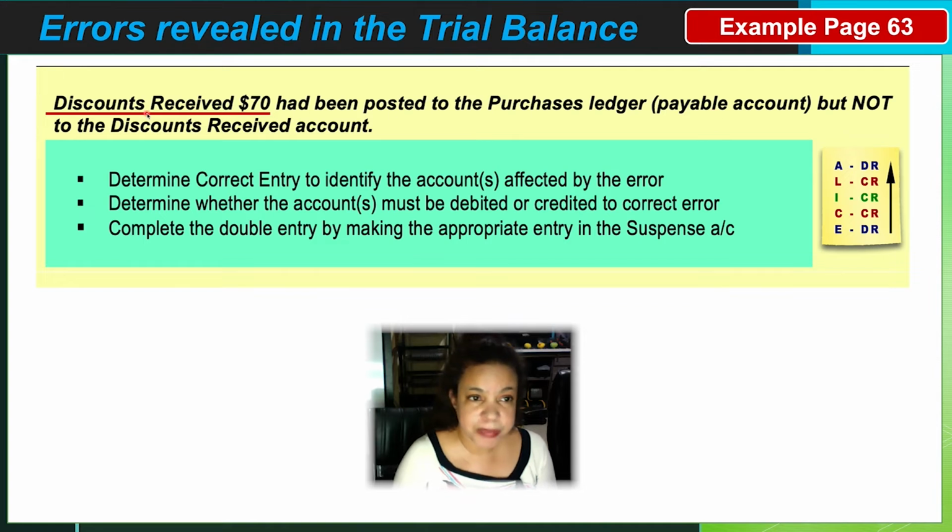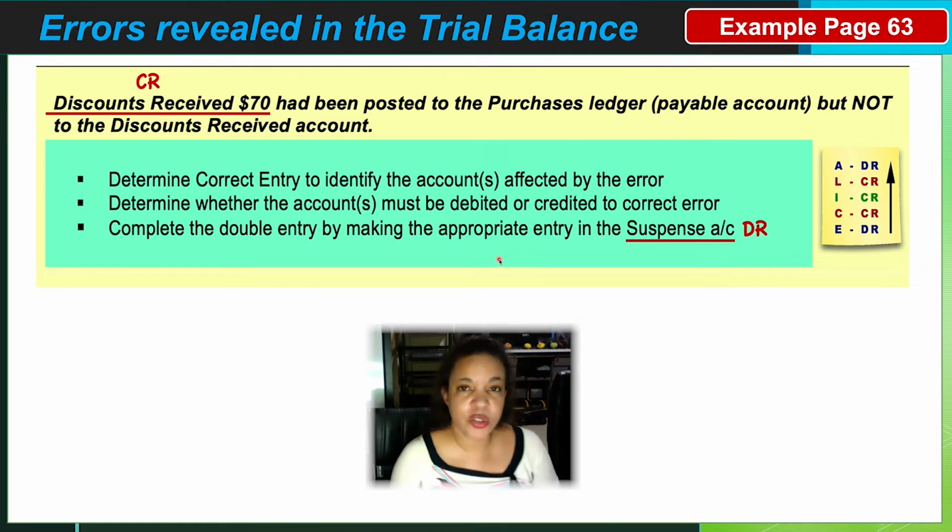That means that what you have to do for the discounts received account to correct it, discounts received is income, that means credit, so you're going to have to credit it. And that means automatically the next account is the suspense account. What you're going to do? Debit. Now let's go through the process of why it's a debit. You omitted to make an entry for $70 on the credit side.